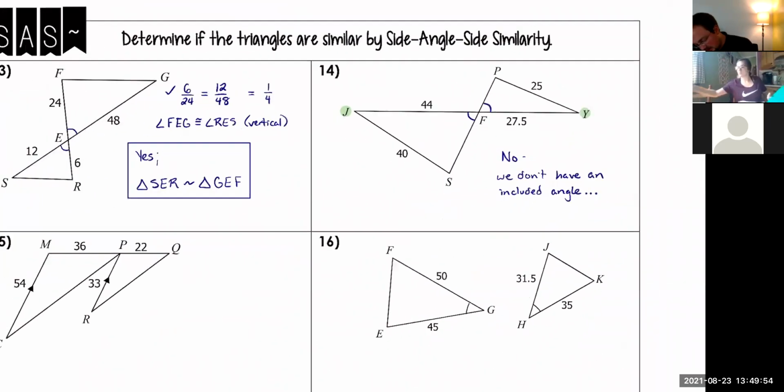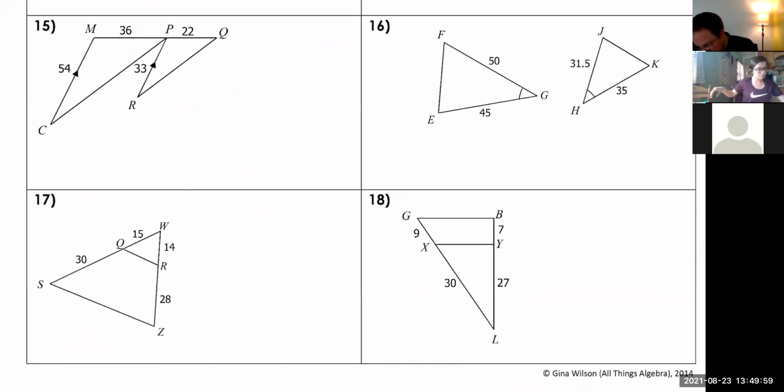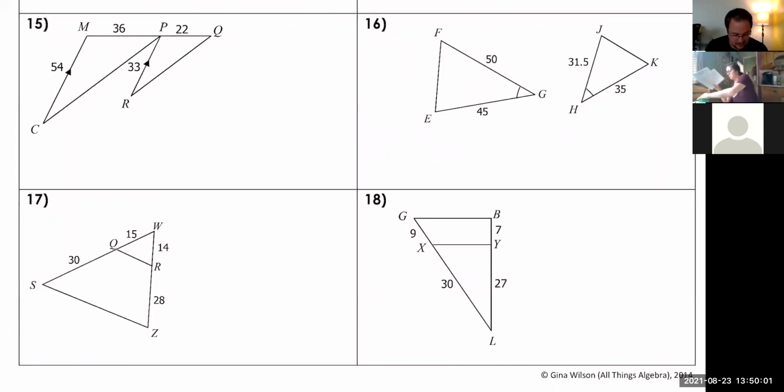All right. Last 4 here. I'm going to see if we can do these lightning round. So on this one, kind of sneaky here. They slid in a set of parallel lines, which means that angle M and the right-hand side of angle P are corresponding, which means they are congruent. And it just so happens that they are included between the set of sides that we're considering.